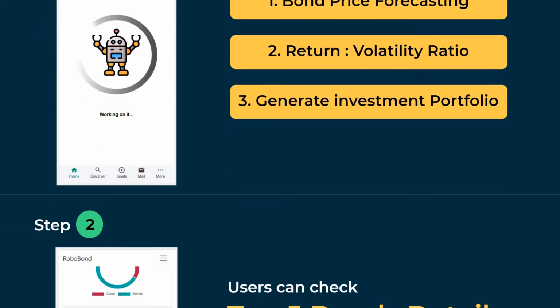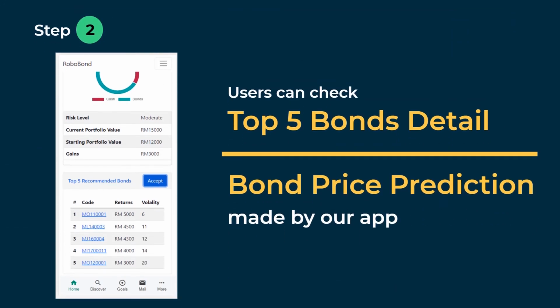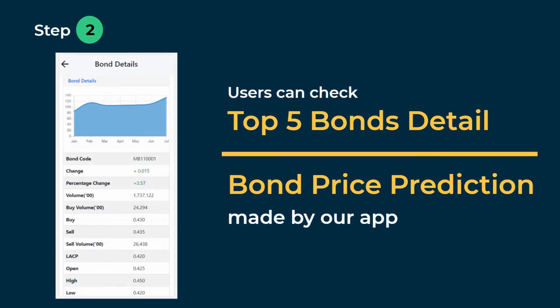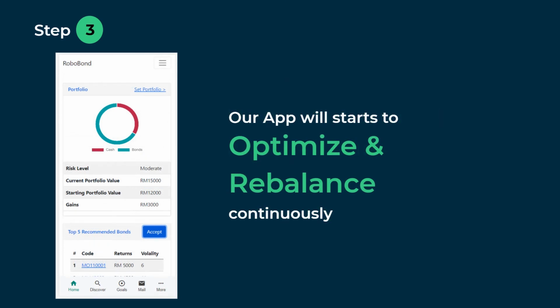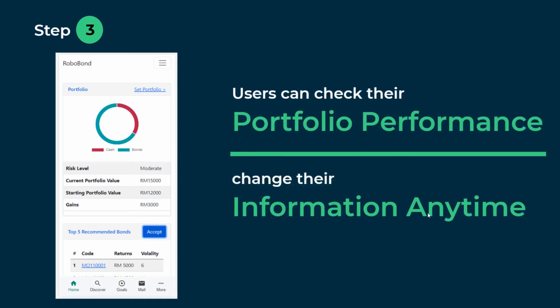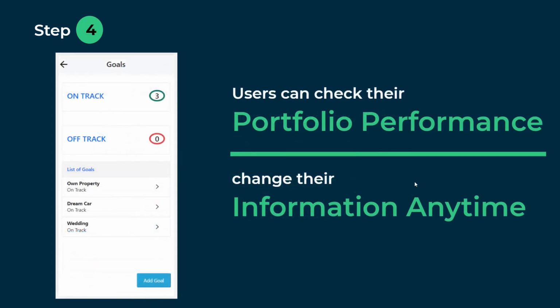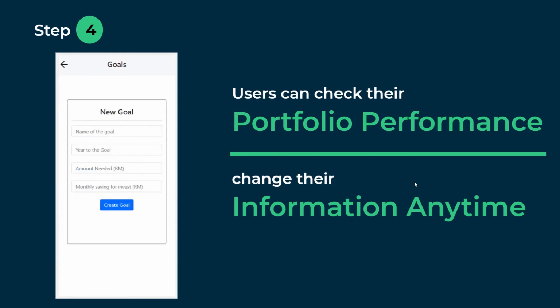Then, the user can also check the top 5 bonds' details and also the bond price prediction made by our app. If the user likes the recommended portfolio made by our app, the user can accept it. And then after they accept it, our app will start to optimize and rebalance the portfolio continuously. Besides, the user can check their portfolio performance every day, or they could also change their information anytime, so our app can come up with a new portfolio for them.